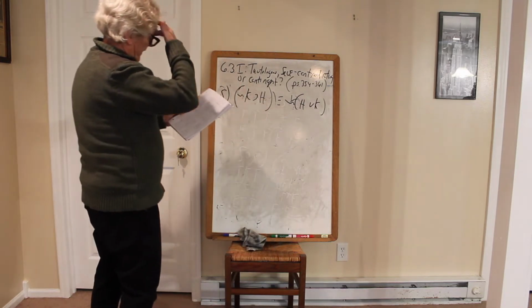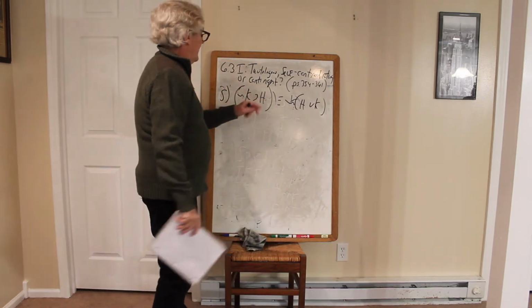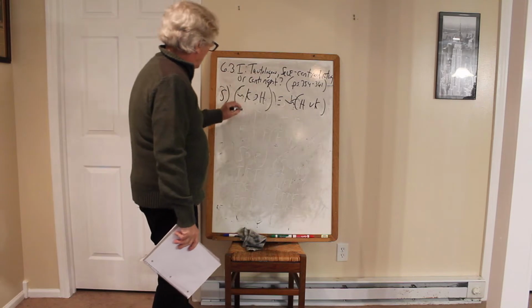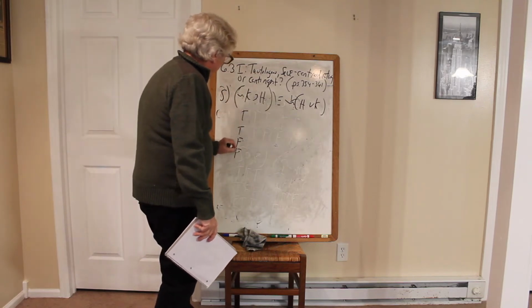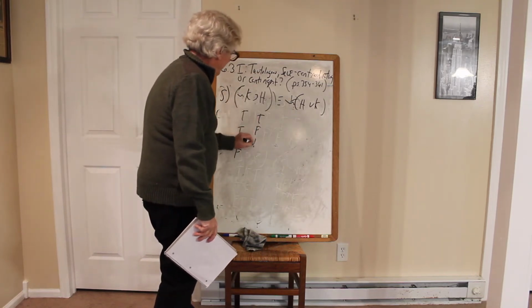Okay, so let's see what that ends up with. Well, K and H, again, we only have 4 rows, so true, true, false, false. Under H, true, false, true, false.